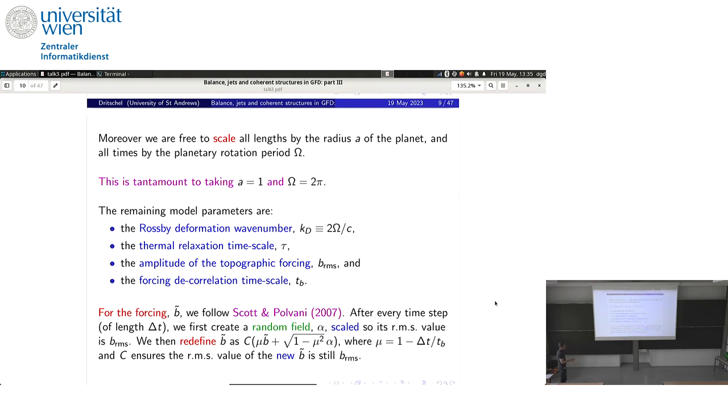So KD will be our key controlling parameter. We're thinking about KD being large in most of these applications. Thermal relaxation timescale, we want this to be long compared to a day. It's not a particularly important parameter, but we'll see how it affects things.